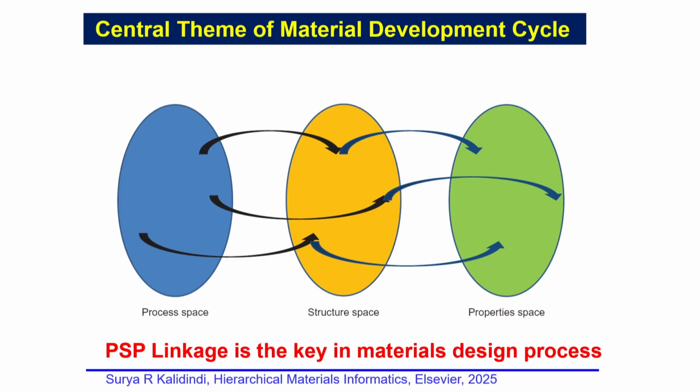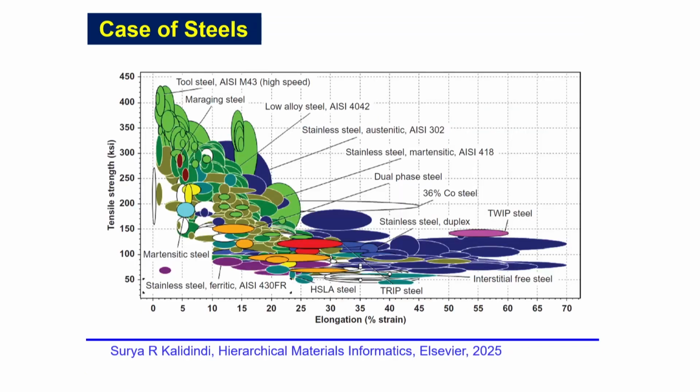So, the central theme of any material science development cycle is this processing, structure and properties space linkage. How can we connect that? As you know, property depends on the structure or microstructure, and structure depends on the processing. How can you connect that? Professor Surya Kalidindi has discussed a lot on these aspects. I have taken his slides from his book. As you can see here, this is the central theme. So, how can you use data science to connect these? This is a dream till now, but it can be approached.